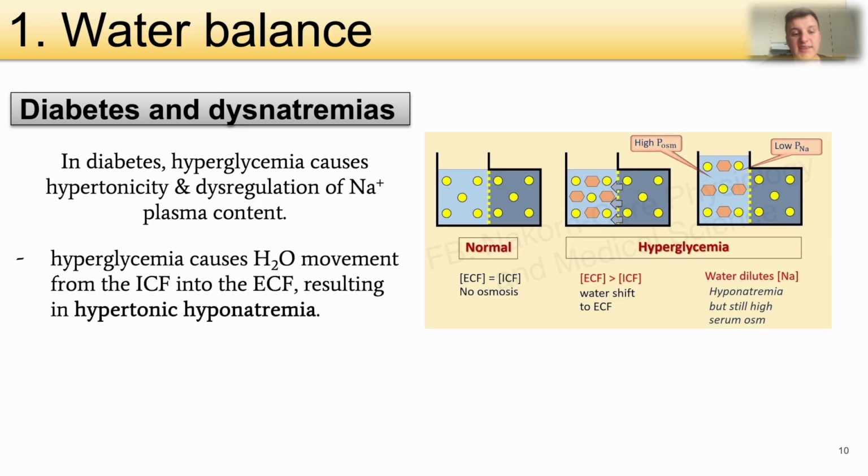So hyperglycemia causes H2O movement, as I said, from the ICF into the ECF. You see it moving this way, resulting in a hypertonic hyponatremia.